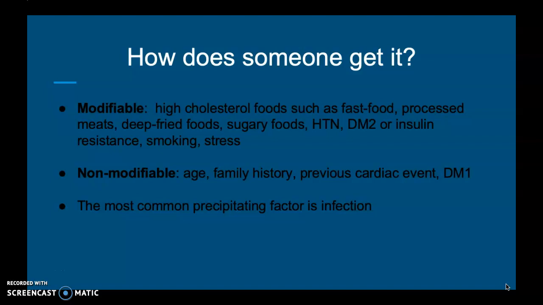How does someone get diabetes, therefore becoming susceptible to DKA? There are modifiable and non-modifiable factors. Modifiable factors include things such as diet control, exercise, hypertension control, avoiding alcohol, and avoiding smoking. Non-modifiable risks include age, family history, previous cardiac events, and type 1 diabetes. The most common precipitating factor of DKA is infection.